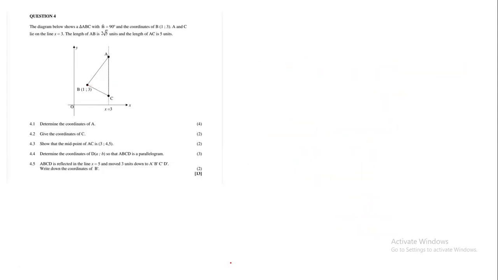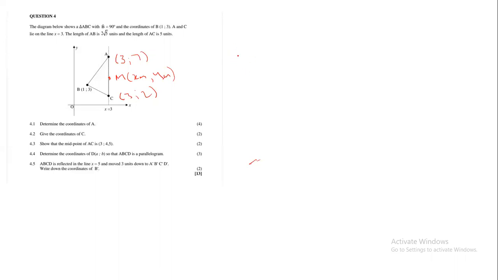That means we're going to move on to 4.3. Show that the midpoint of AC is given to be this. The midpoint of AC, I would assume, is here. This is very simple because we know the coordinates of A are 3, 7. We know the coordinates of C are 3, 2. So we want the midpoint of this one. I'll just call it point M. So we want X of M, and we also want the Y of M, to say we found the coordinates of the midpoint.